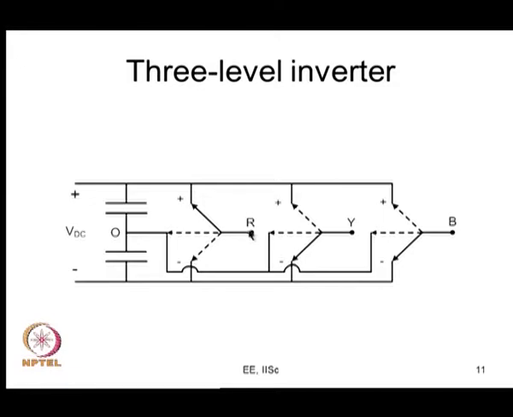So, the instantaneous voltage earlier could only be plus VDC by 2 and minus VDC by 2, now it could be 0 also. Earlier the VRY, the potential between these two, can only be plus VDC or minus VDC or 0. Now, it can be plus or minus VDC or plus or minus VDC by 2 or can be 0. So, it gives you better choice, and the output waveform has a chance of following the desired sinusoidal output more closely. So, that is what it leads to.